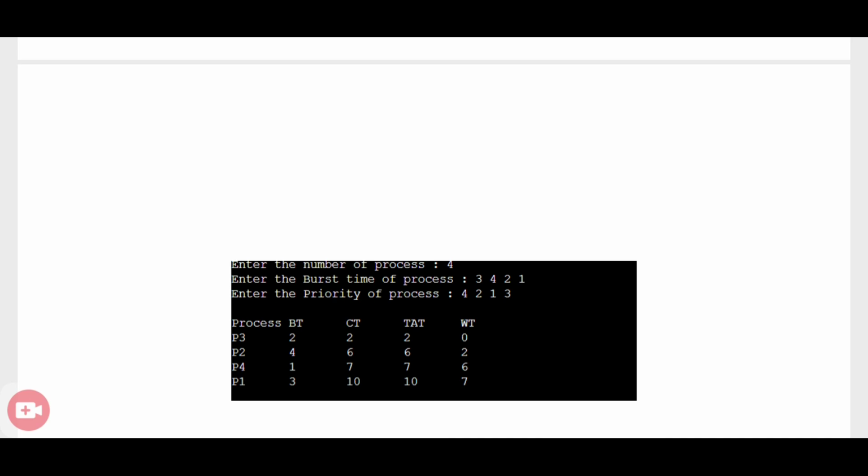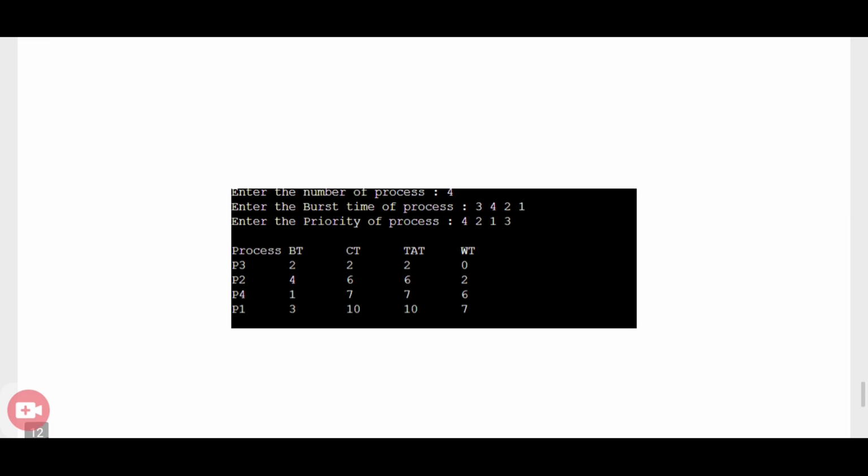So you enter the number of processes as 4 and the burst times 3, 4, 2, 1. Then you enter the priority of each process. The priority of the first process is 4, the second process is 2, the third process is 1, and the fourth process is 3. So the first executed process is the third one, P3, because its priority is 1, then P2, then P4, then P1. Based on this order, you can calculate the completion time, turnaround time and waiting time.